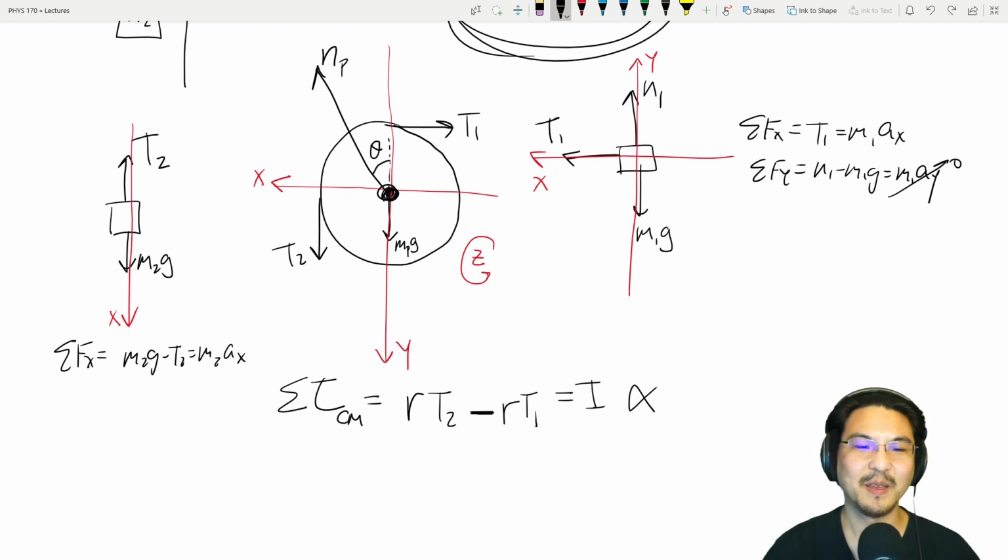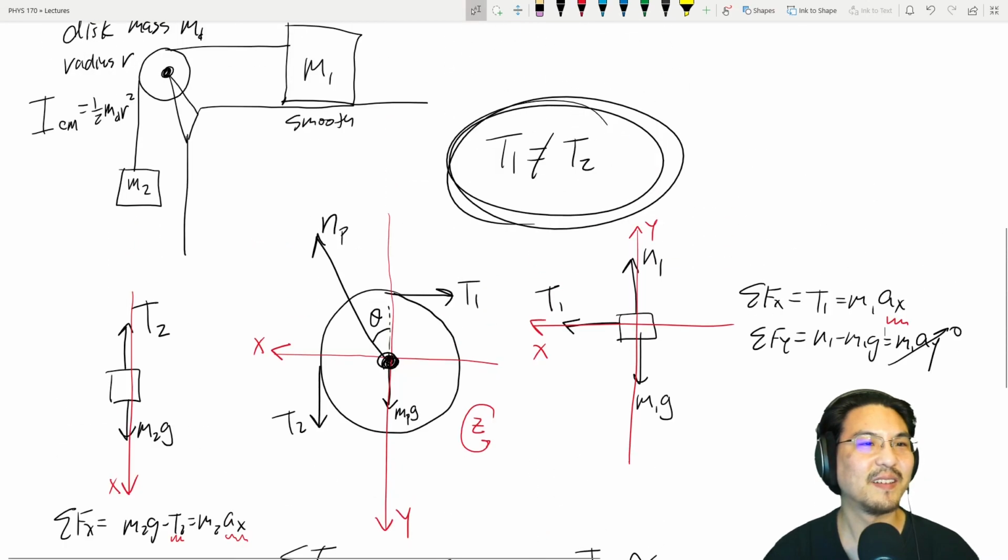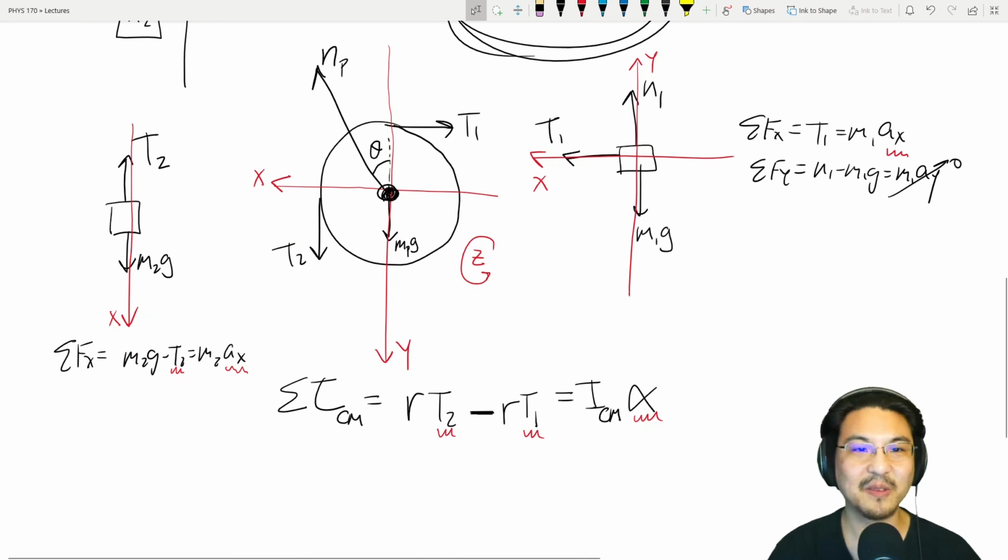Which I? Because I sum torque about the center of mass, I need the moment of inertia about the center of mass. If I sum the torque about somewhere else, like over here, then this would have to be the moment of inertia about over here. Okay, so let's take a look at what we know and what we don't know. Okay, so let's say we're given all the masses, and then the radius of the pulley, right, then these are unknowns.